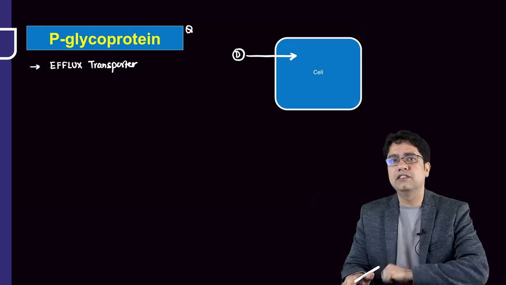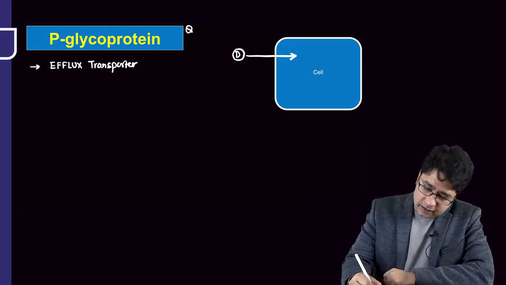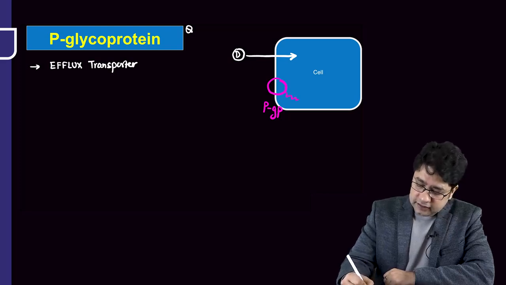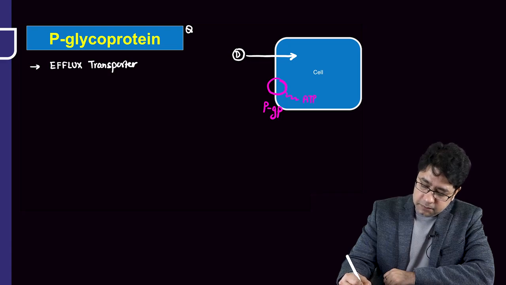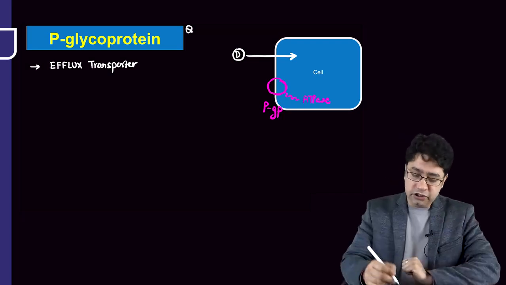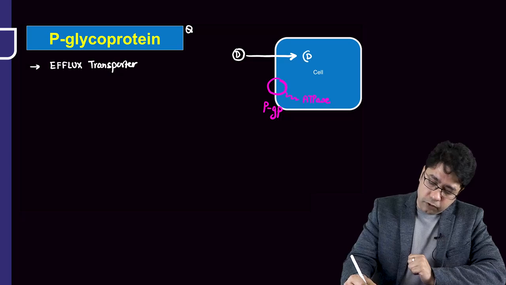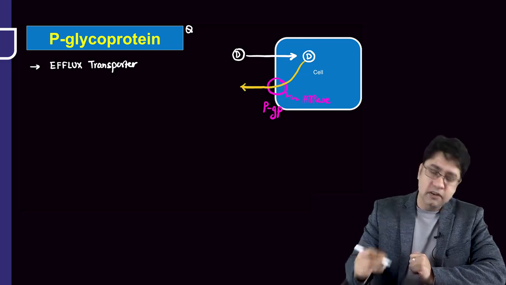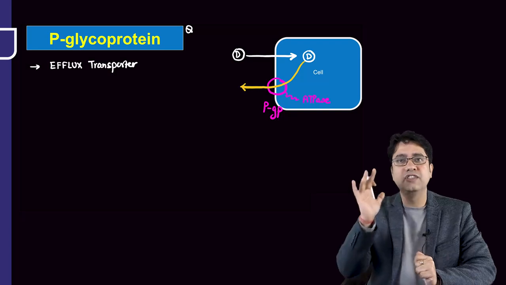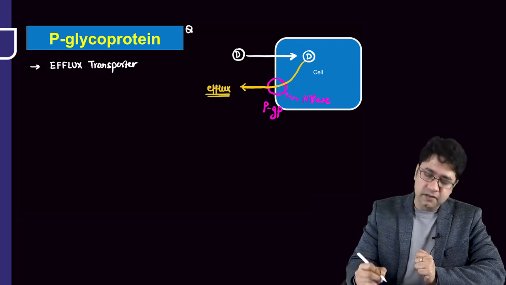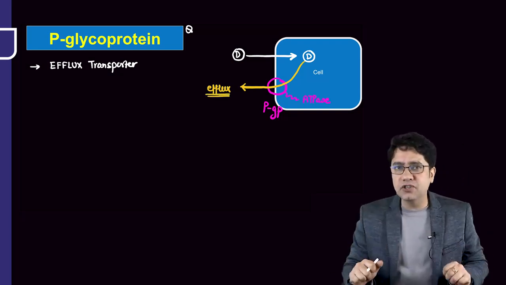Now, certain cells of our body contain a specialized transporter known as P-glycoprotein. And we know P-glycoprotein is an ATP binding cassette, so it must contain an ATPase enzyme. Now the function of this P-glycoprotein is that the drug which has been absorbed, it again throws outside. So it leads to efflux of a drug. So can we say it inhibits absorption of a drug?